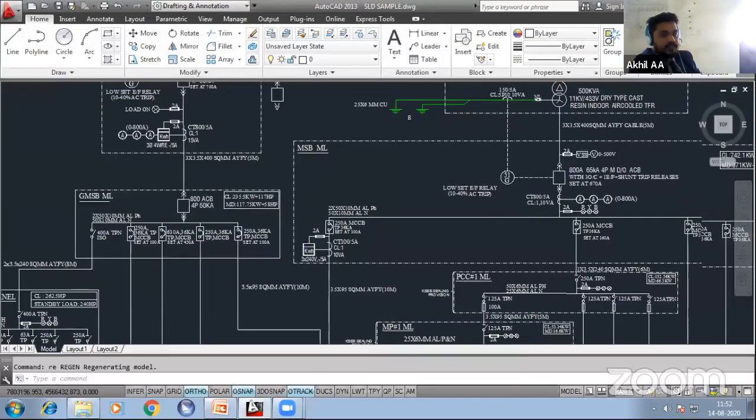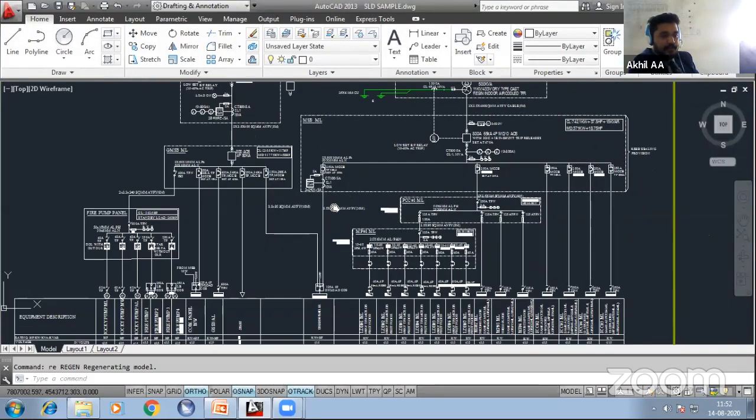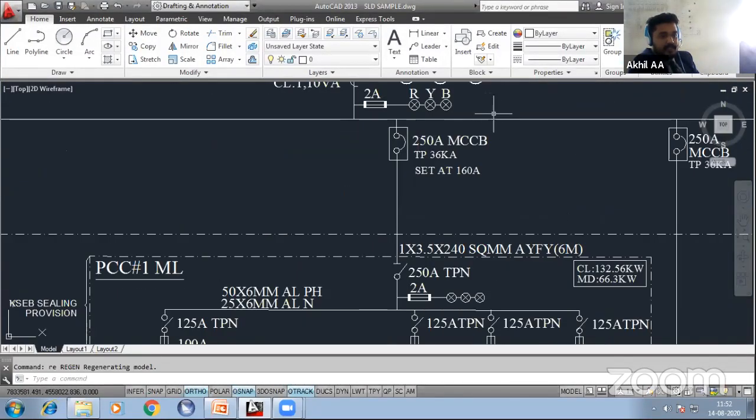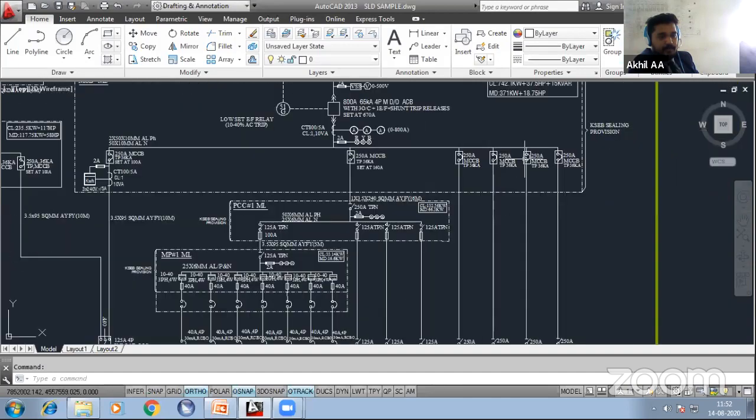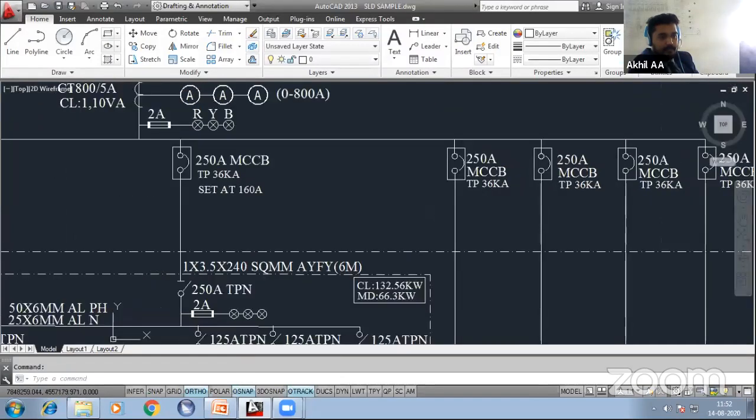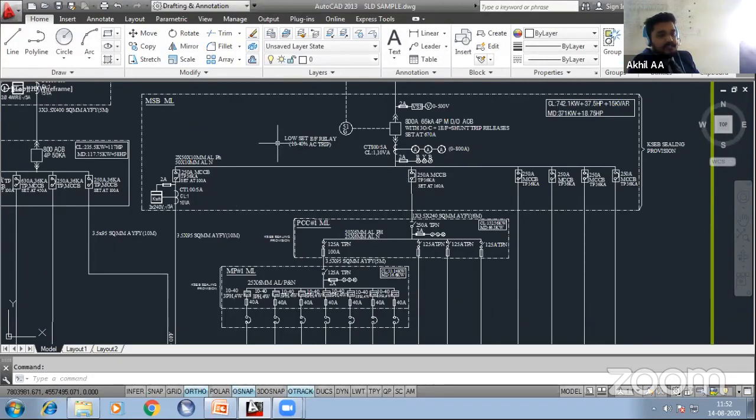As I said before, tower 1 is having 22 floors. Each floor is occupied with a number of apartments, maybe 6, 7 or 8. So we have to schedule. The scheduling is continuing, right? From the MSB, we can see a 250 ampere MCCB outgoing, and again 250 ampere MCCB. The number of outgoings is like 3, 4, 5. You can see 6 outgoings in the MSB.